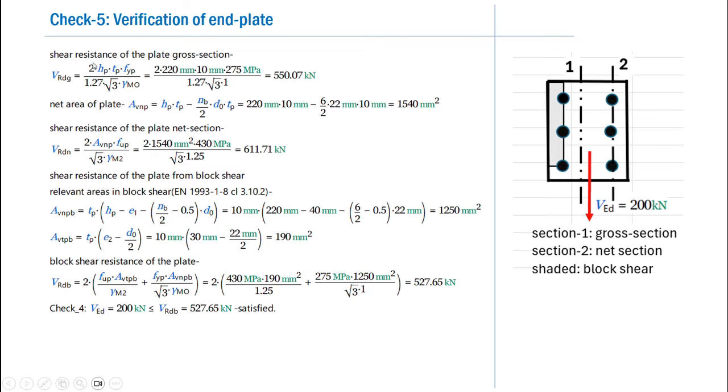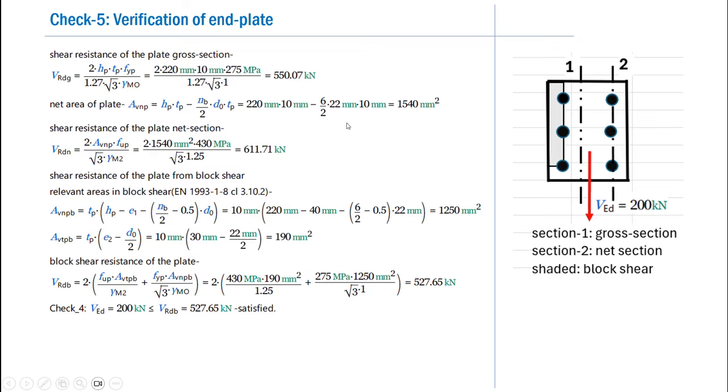So first we shall proceed for shear resistance of the plate based on the cross section, that is along section 1.1, and this can be obtained using VRDG is equal to 2 into HP TP into FYP divided by 1.27 into square root of 3 into gamma M0. All these expressions are very clear. We are checking the yielding of the plate, and remember the coefficient 2 is here because we have got 2 cross sections on each side of the beam web, and the shear resistance of the plate is obtained as 550 kilonewton.